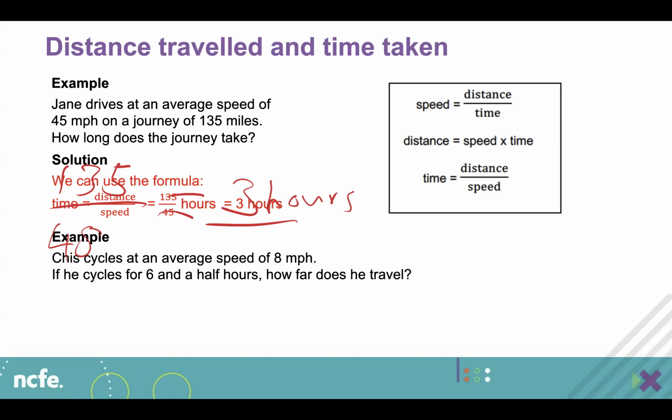Chris cycles at an average speed of 8 miles per hour. If he cycles for 6.5 hours, how far does he travel? So distance is the speed, which is 8, times the time, which is 6.5, sorry. So it is 6.5 multiplied by 8, which equals 52 miles.